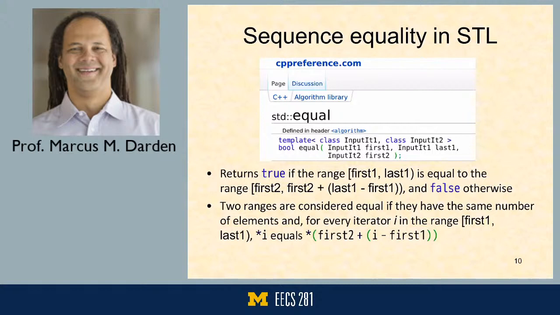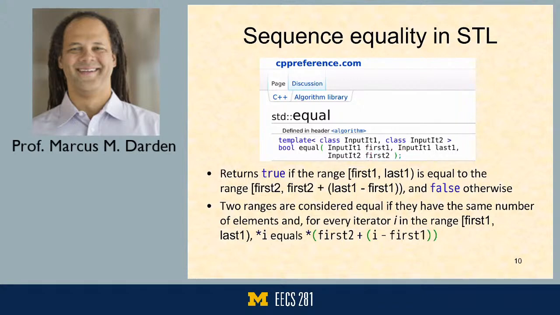So in this case, we don't need input 2's last, because it is assumed that input 2 is long enough to at the very least contain all of input 1. So I'll start at input 1 first and go to input 1 last, and I start looking from input 2's first. And as long as they're the same, I keep going.